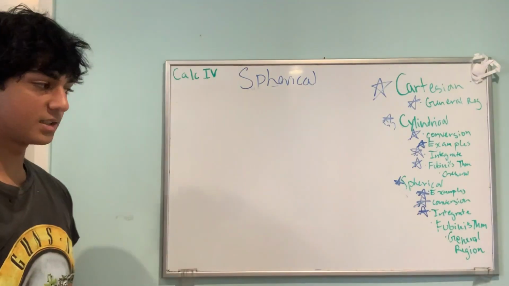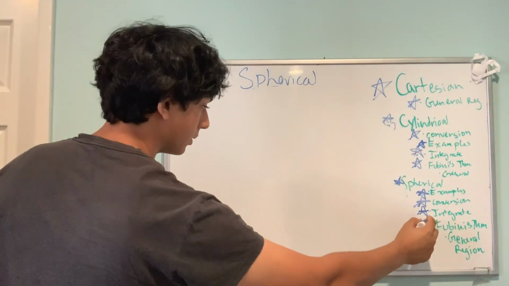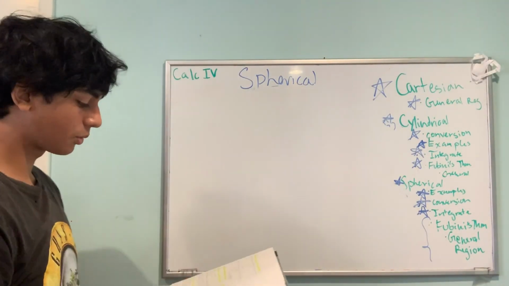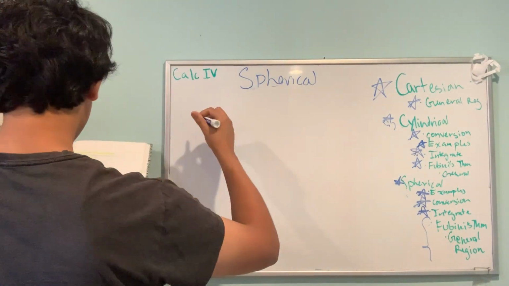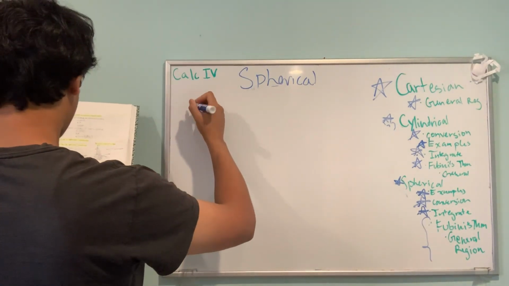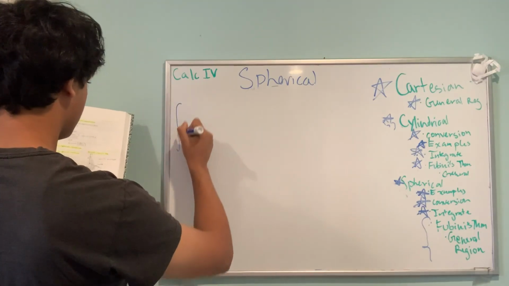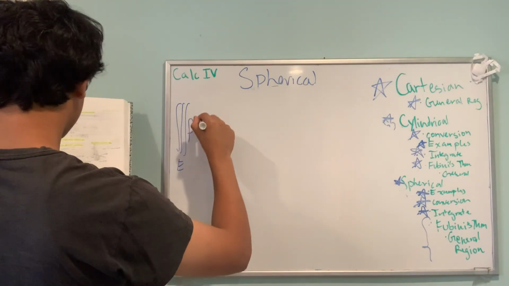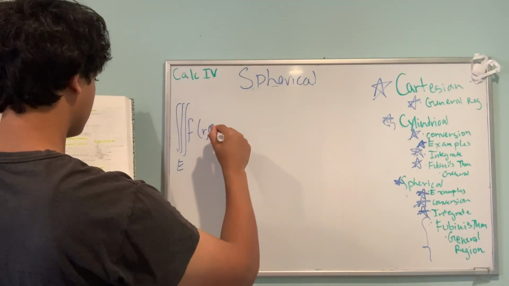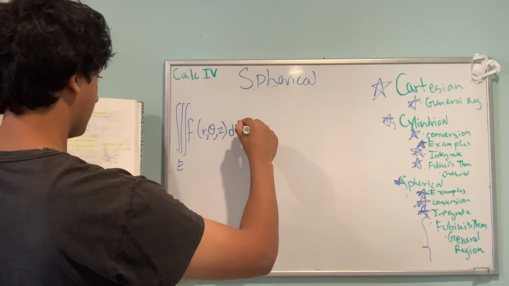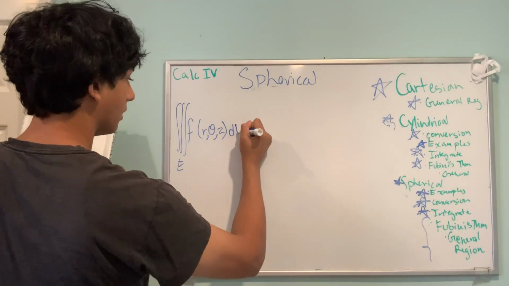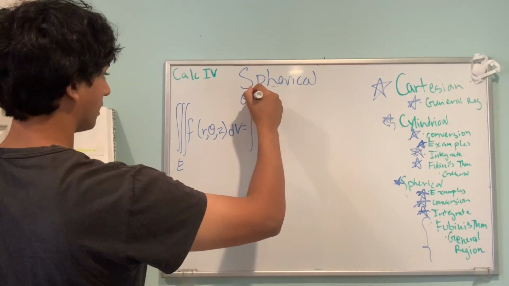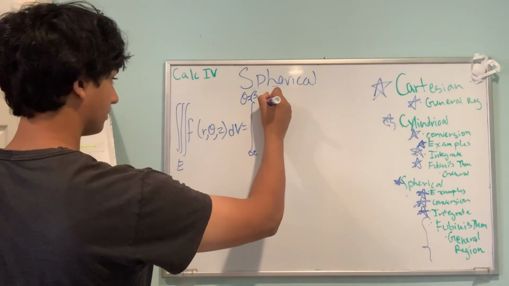Now for Fubini's theorem for general regions. Both of these go together. Fubini's theorem in spherical coordinates for a general region is formally this. I'll write out the expanded version to show you the full picture of what's happening. So theta equals beta to alpha, of course.